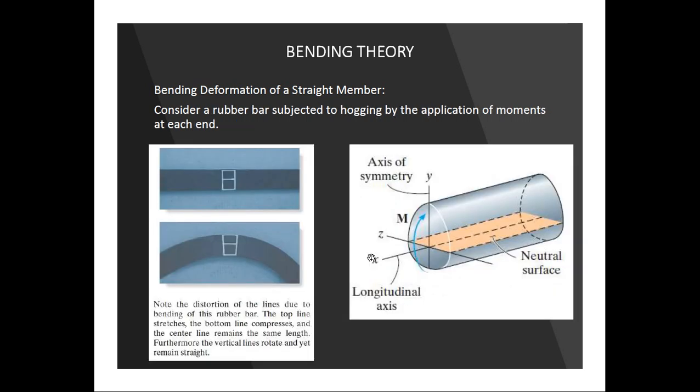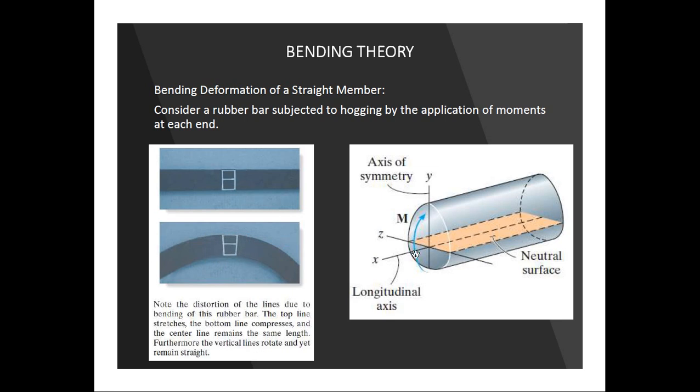As you can see in this figure also, this is a rubber strip, and we have applied a hogging moment over here, and see, these are the various chalk lines. Since it is a hogging moment, the upper portion above the neutral axis will be elongating, and the downward portion will be in the compression zone.